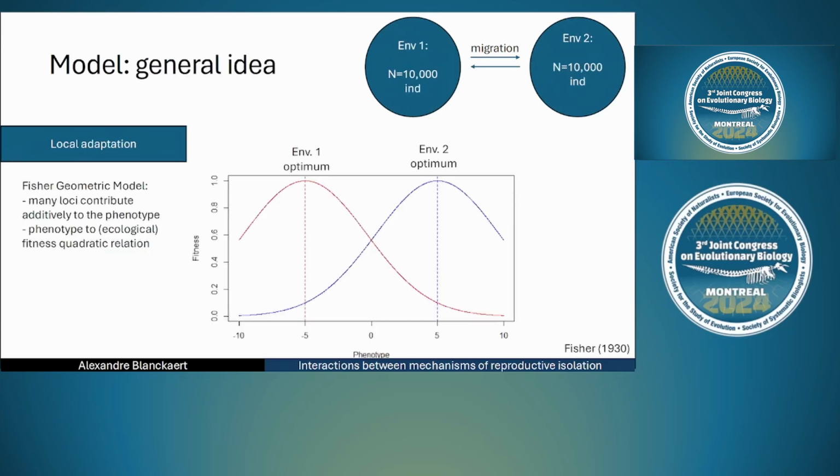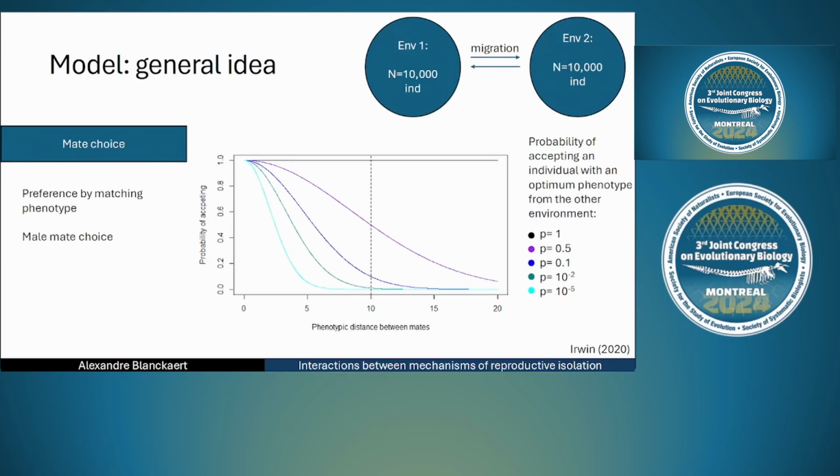That's how we have this interdependency. Now, a bit more detail about how each of these mechanisms is modeled. For local adaptation, we use Fisher's geometric model, where many loci contribute additively to the phenotype, and then we have a simple quadratic relationship, illustrated here, between the phenotype and the fitness. For each environment you have an optimum, and then a Gaussian shape, though it doesn't have to be Gaussian, for the decay of fitness: at the optimum you have the best fitness, and as you move away from the optimum in phenotypic space, you have worse fitness.